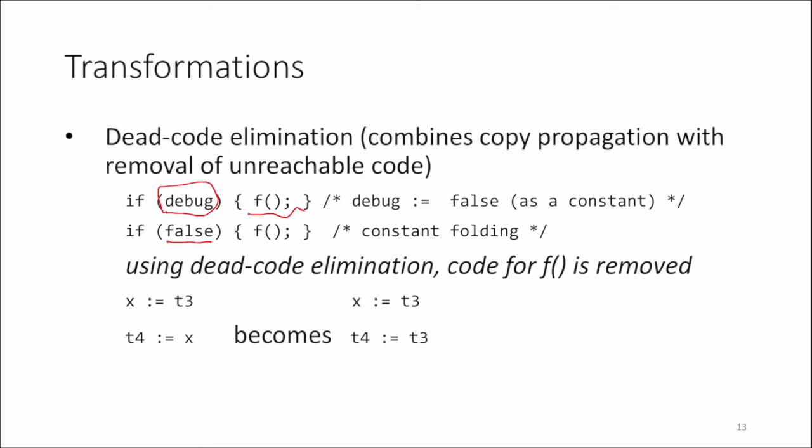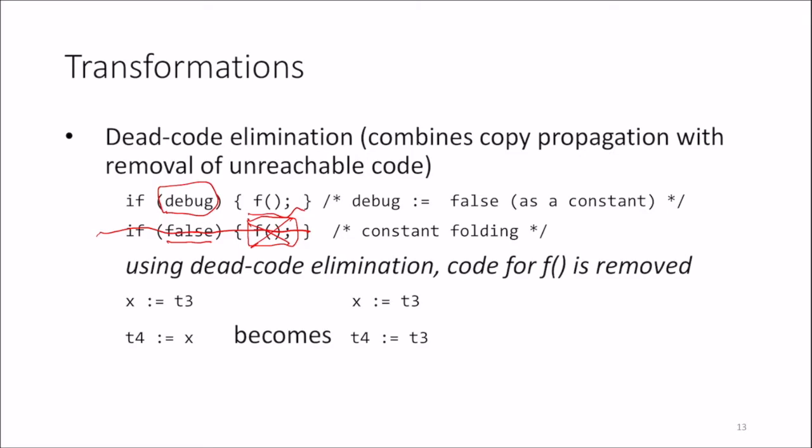Since this code is never going to be reached anymore, we can remove this code altogether, this call to the function f altogether. So the code would never even exist in the output. We would essentially remove the code associated with that entire conditional if statement.